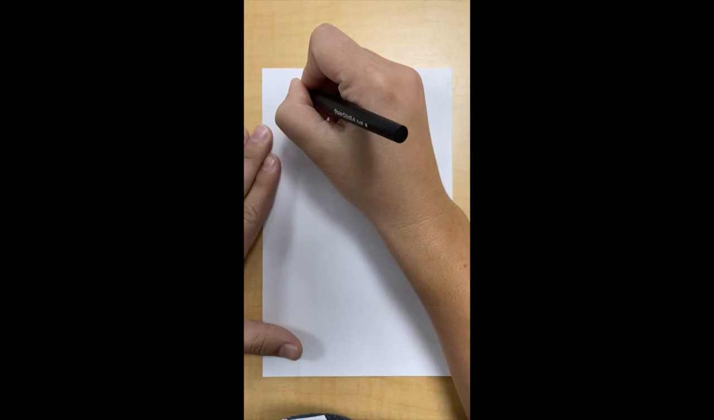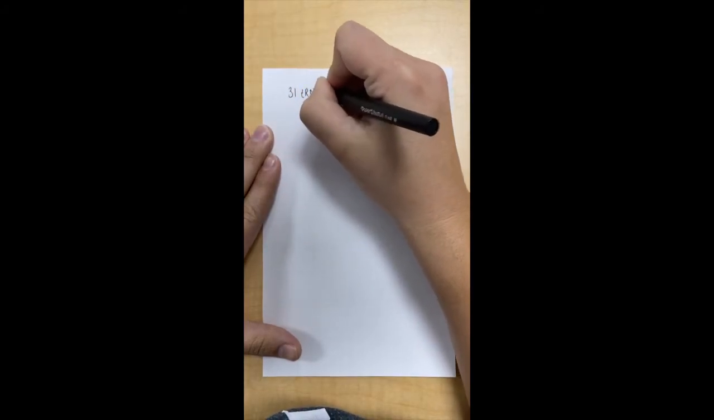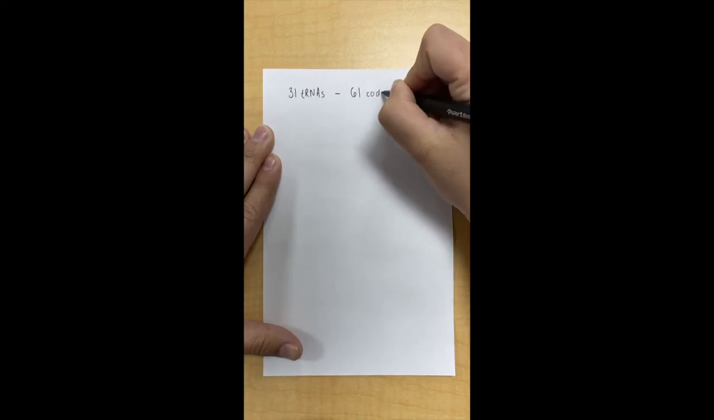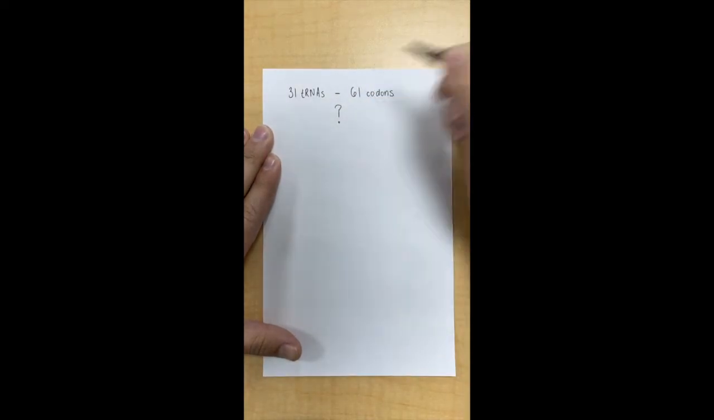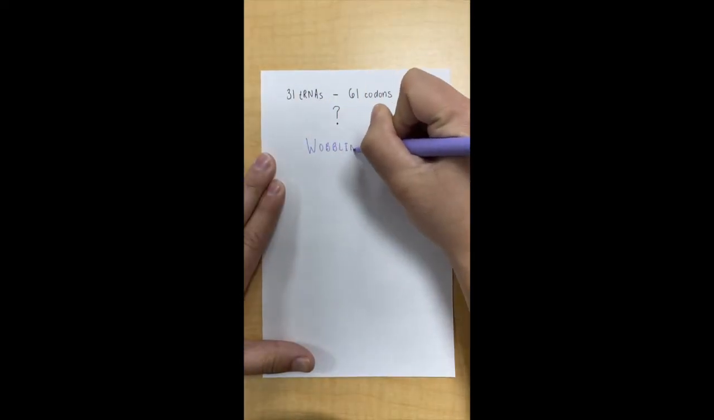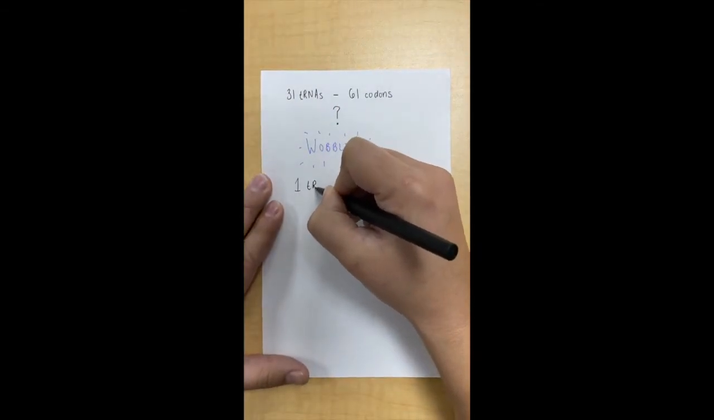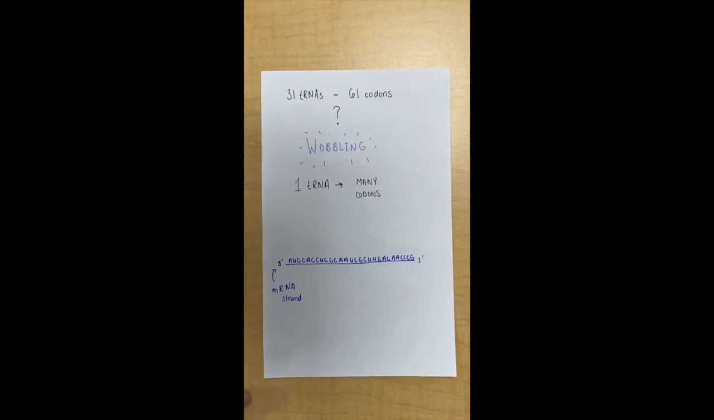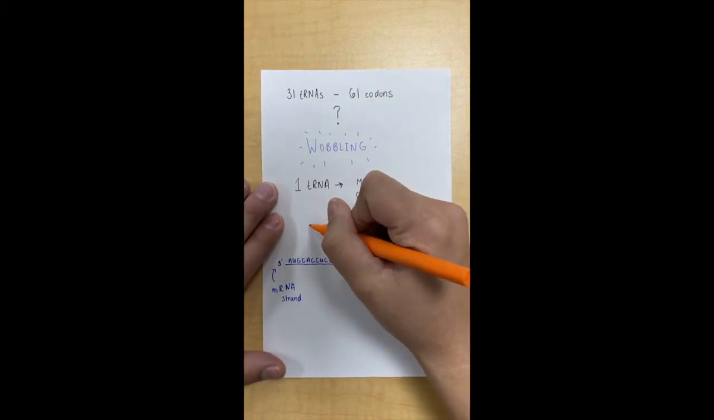But we also only have about 31 tRNAs coding for the 61 different codons. So how can 31 tRNAs encode for 61 codons? The answer is wobbling. Wobbling of base pairs allows one tRNA to recognize multiple codons. It usually occurs in the 3rd position of the codon.